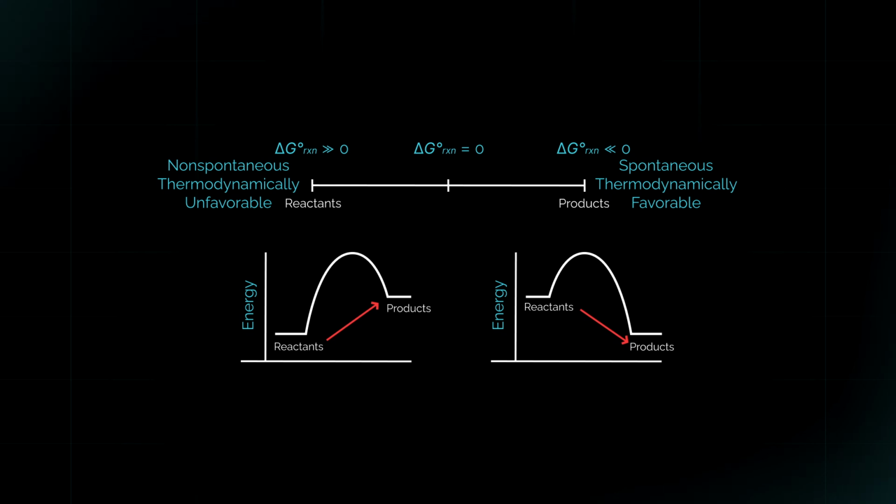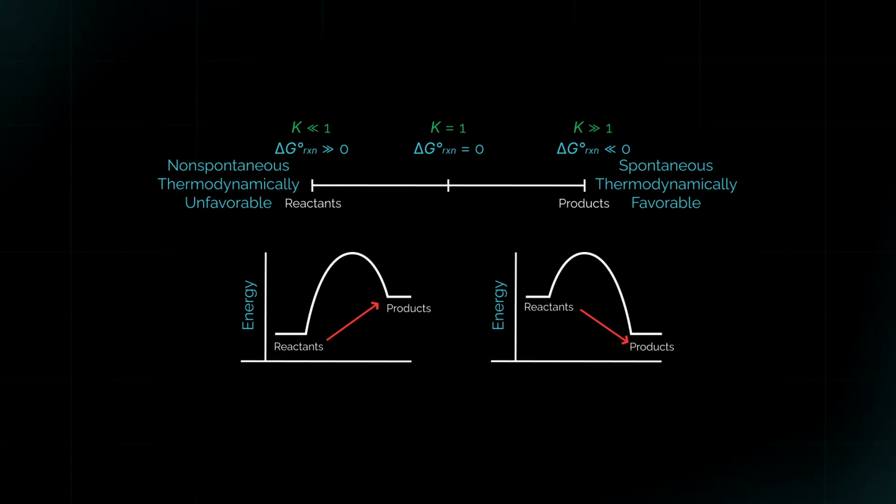This preference is also described by the equilibrium constant K. For reactions that are very not spontaneous, K is much less than 1. The equilibrium lies far to the reactant side. For reactions that are very spontaneous, K is much greater than 1. The equilibrium lies far to the product side. And when delta G is 0, reactants and products are equally stable. That means K equals 1.